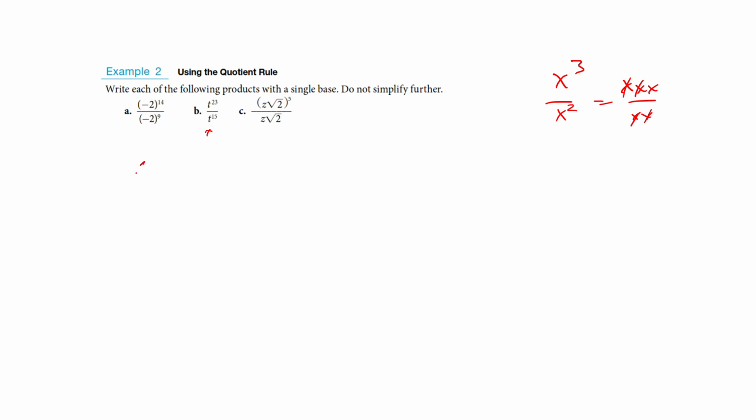So we can always just subtract, if the bases are the same. So I have 14 on top, 9 on the bottom. If I canceled them all down, there'd be 5 left. And if you think of it as subtraction, 14 minus 9, I get 5. So here for the one with the t's, I'd have t to the 8th, because I'm just subtracting them. Now, as strange as all this looks, all of this is to the 5th power, and there's one of them on the bottom. So I have z square root of 2. So 5 on the top, 1 on the bottom. I'm going to subtract that. I've got 4 of them.